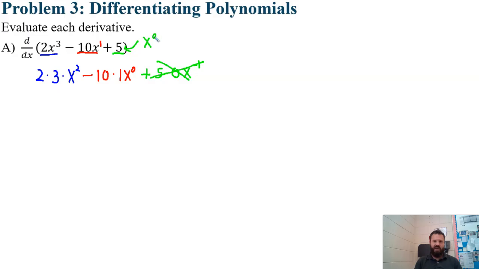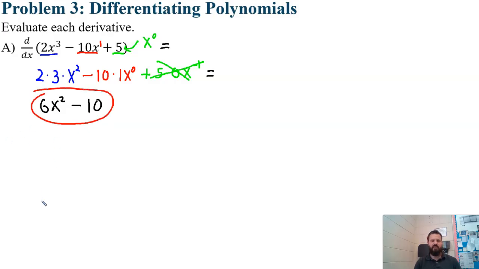Okay, then for a final answer, we'd end up with 2 times 3 is 6, so 6x squared minus 10. Again, x to the 1 is just 1. Okay, so there's the derivative of that expression. All right, part B has combining multiple functions, derivatives again. So again, take a minute, pause the video, click play to check your answer.